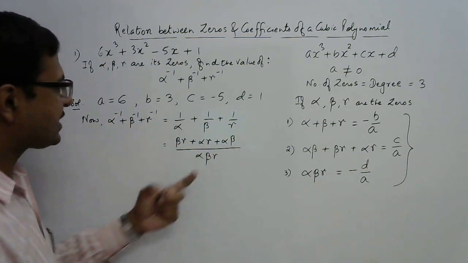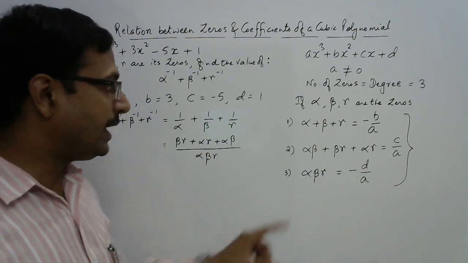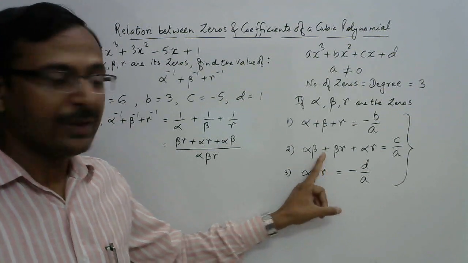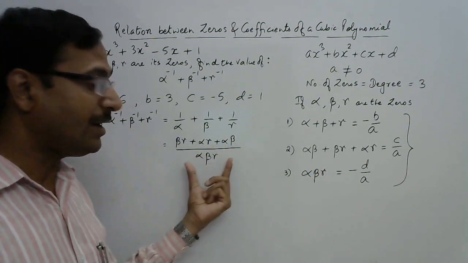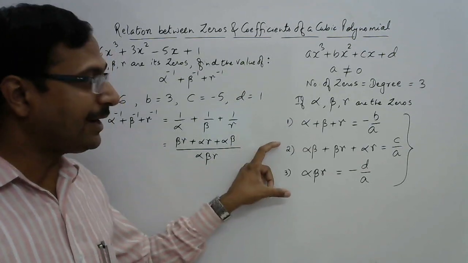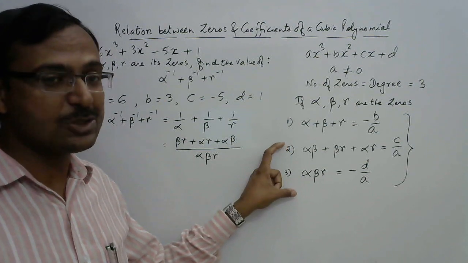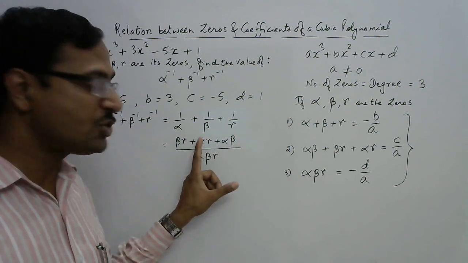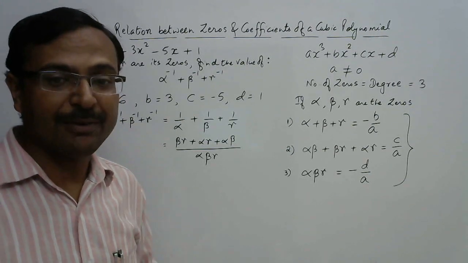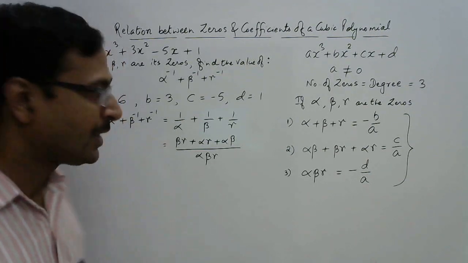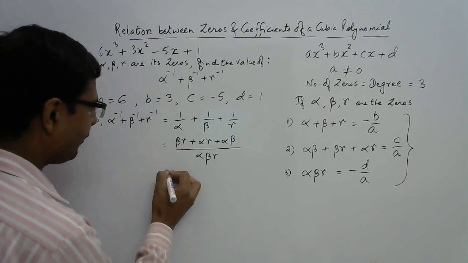And now this expression gives you a hint that we have to consider only the relationship number 2, which is in the numerator here, and the relationship number 3, which is in the denominator. So I can find the values of this numerator and denominator directly by using these two relationships, and just substitute the value here to get the desired answer. So I don't need the values of alpha, beta and gamma separately. So let us see how that value can be found out.